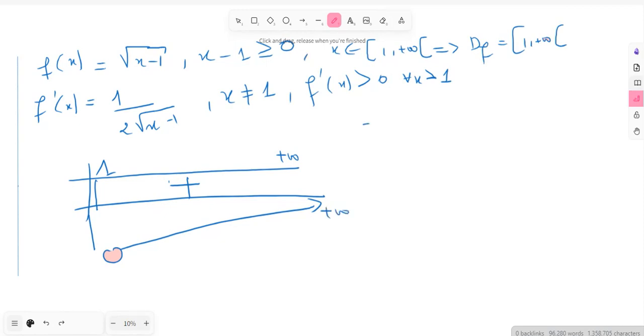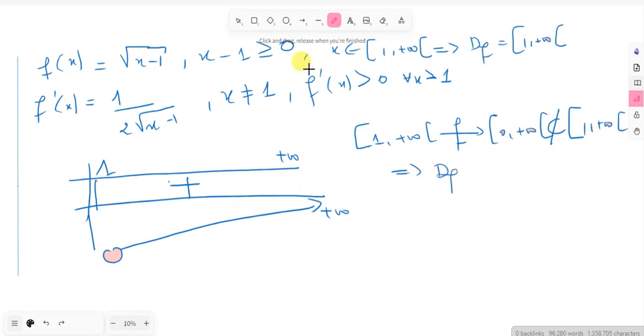So we can see that the image of [1, plus infinity) using f is [0, plus infinity), and this interval is not included in [1, plus infinity). This means that Df is not mapped to itself.